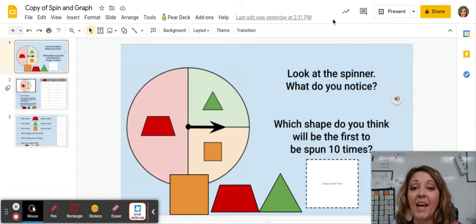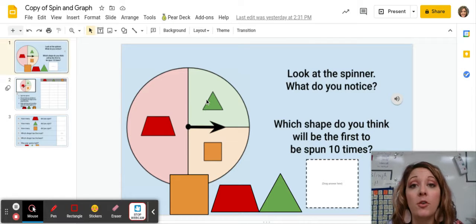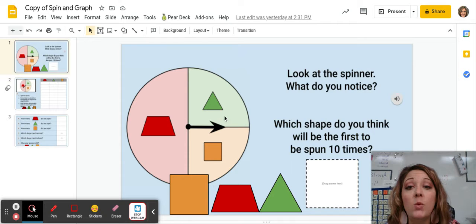Hi, boys and girls. Today we're going to be graphing. So remember we learned about graphing yesterday. So we're going to use the spinner and shapes to create a graph. So I'm going to click on my spinner and it's going to spin around and land on one of these shapes. As it lands on a different shape, I'm going to put it in a chart that looks like a graph and we're going to see which shape we get the most of.